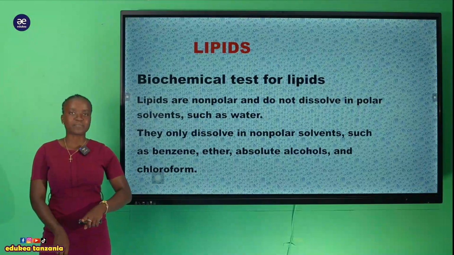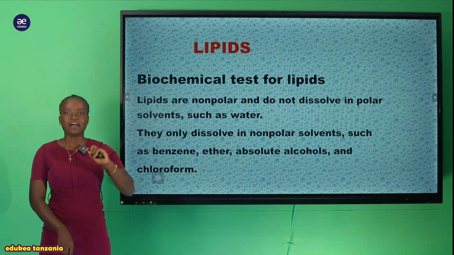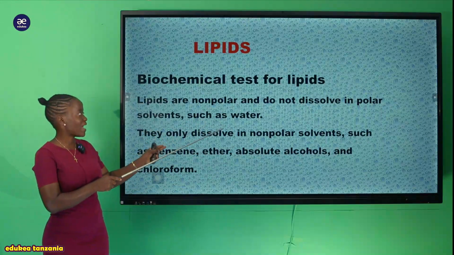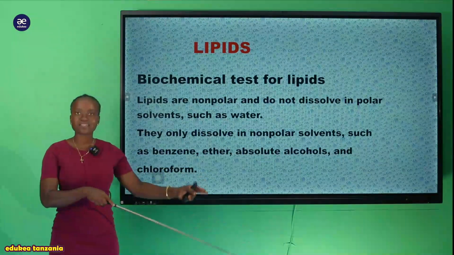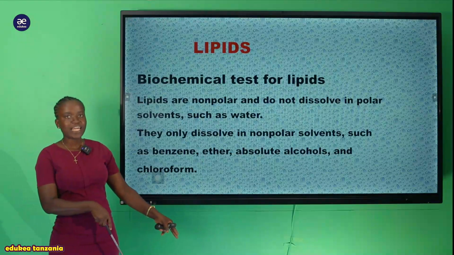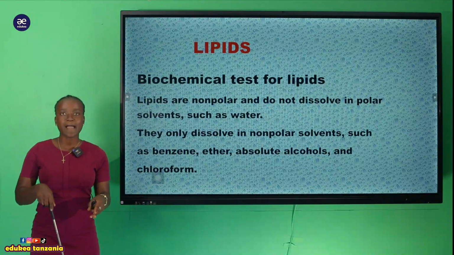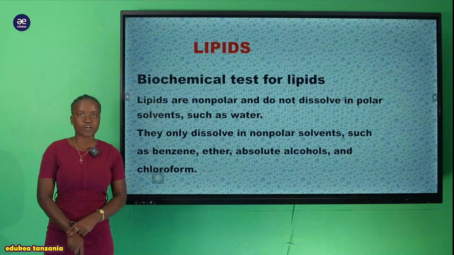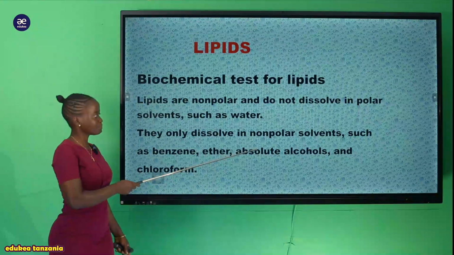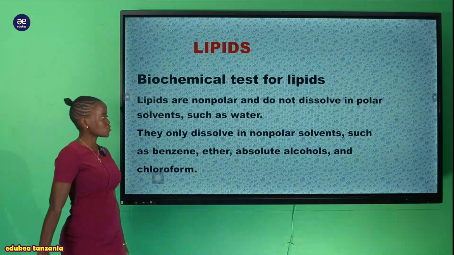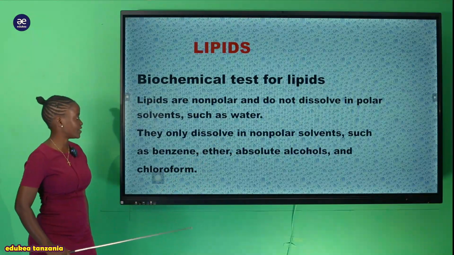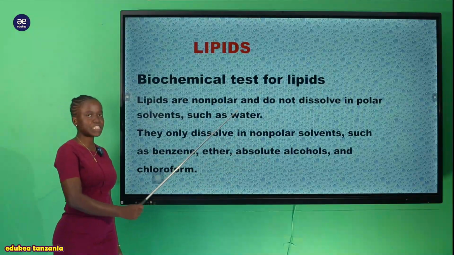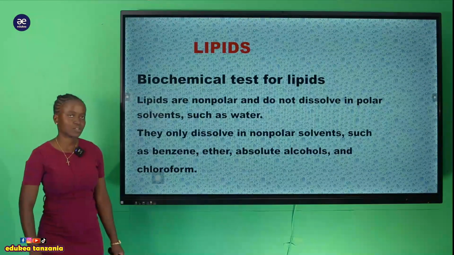That is, kama ambavyo umesoma chemistry, you can have this law, like dissolves like. Kwa maana kwamba non-polar dissolve within the non-polar solvent. Non-polar molecules tend to dissolve within non-polar molecules, and that's the law of like dissolves like. So now you can see we have the examples of the non-polar solvent. We have benzene, also it is a solvent. We have ether, we have absolute alcohol, and we have also chloroform.